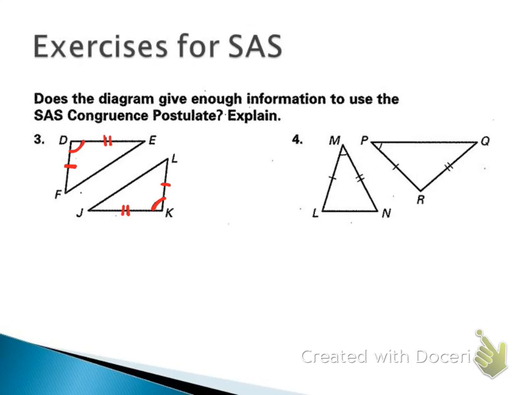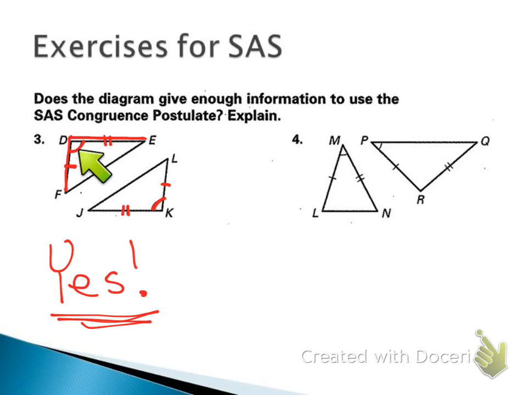So just go through in order. Do you have side, angle, side matching up with side, angle, side? Yes. So this is a yes. Order matters in this. It has to be the angle in between the two sides. So you can see that the sides we know formed that angle that we know as well. Questions on number 3?